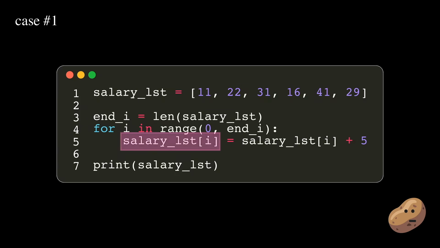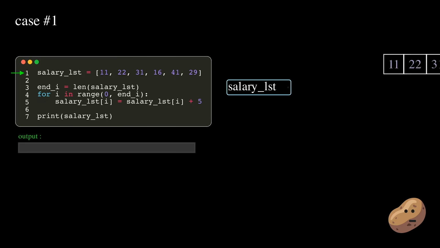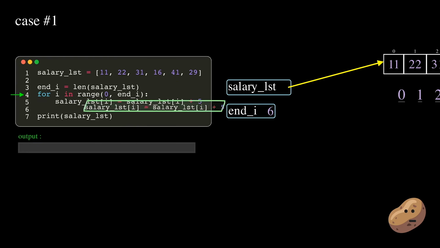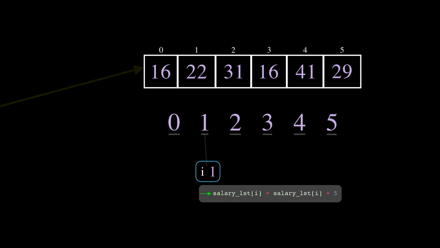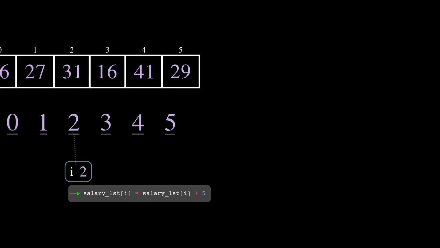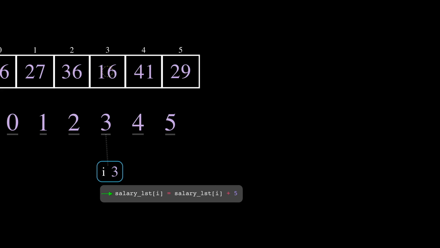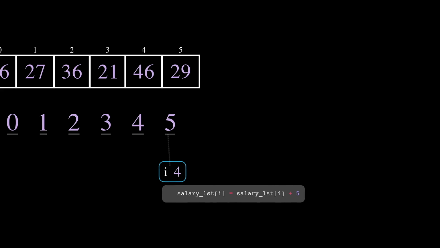So, to fix that, we must use the indirect method: loop through the indices of the list. As the for loop begins, the loop variable I iteratively binds to all the indices of the salary list, and we increase the element sitting at index I by 5. Here, we clearly see the data inside the Python list has been changed.